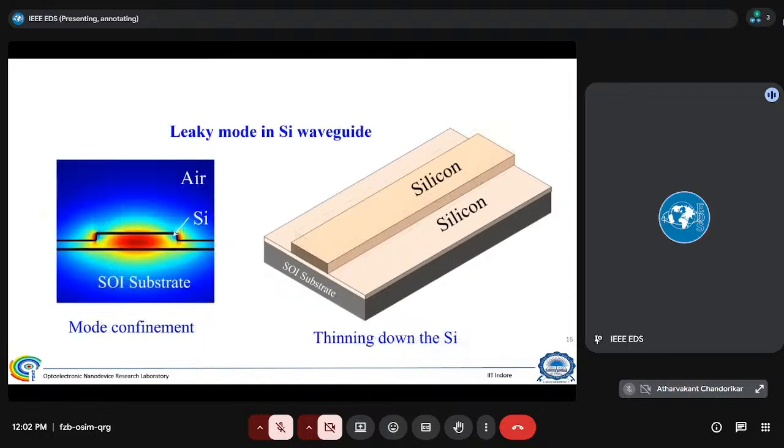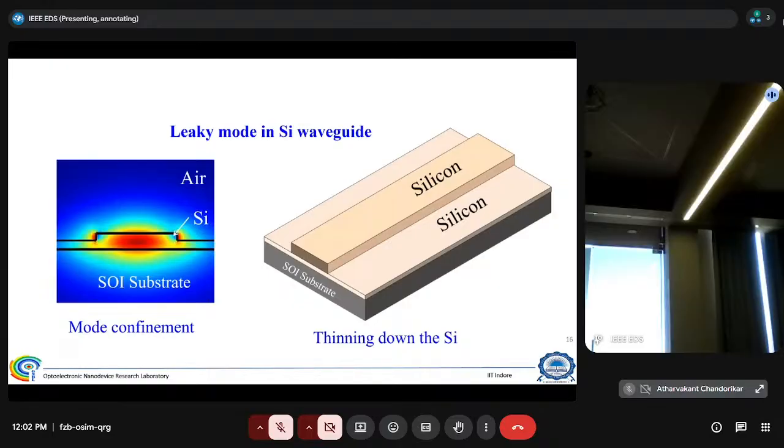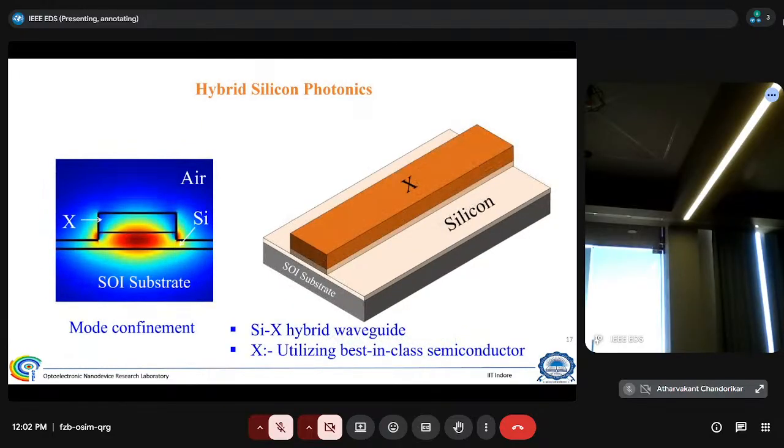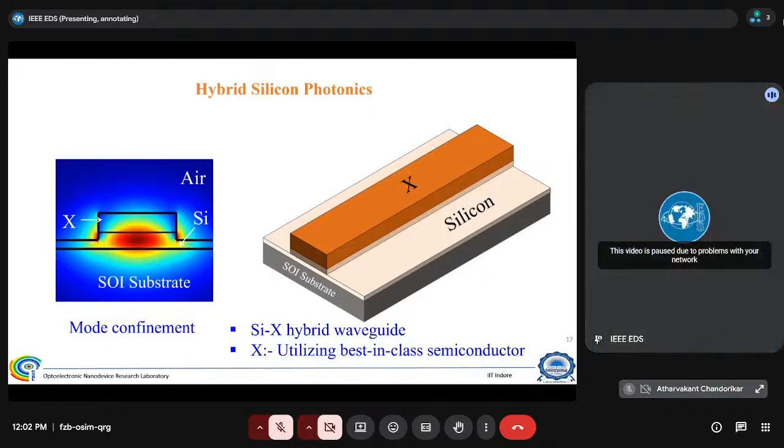What you do here intentionally, what we did, we thin down the silicon so that light leaks vertically up. It leaks. It's not of use, but what we do is you have another semiconductor. You have thinned down the silicon, and then you have another semiconductor deposited over this. You call it X. This can be anything, any other semiconductor.